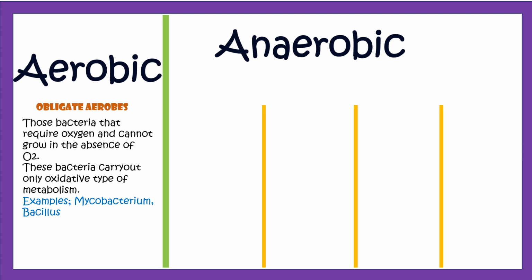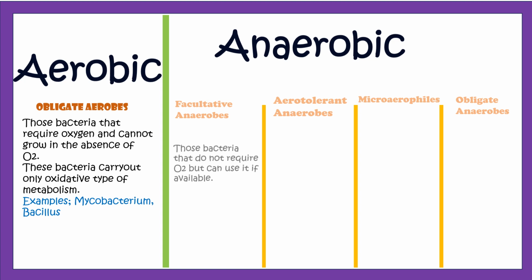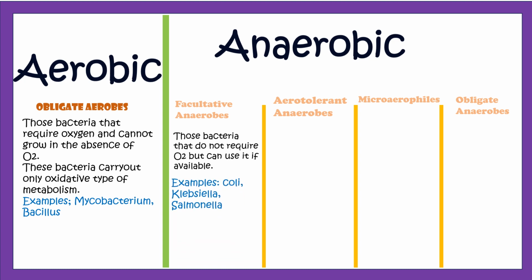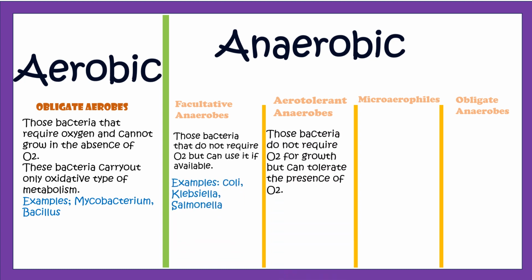Move to the anaerobic. They are divided into four categories. First one is facultative anaerobes. Second one is aerotolerant anaerobes. Third one is microaerophiles. Fourth one is obligate anaerobes. Move to the facultative anaerobes. Those bacteria that do not require oxygen but can use it if available. Examples are E. coli and Salmonella.